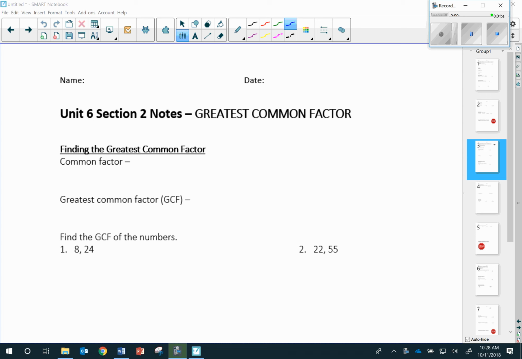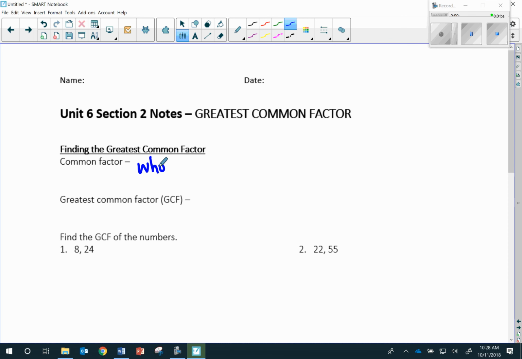Alrighty, we're going to go ahead and get started with the Unit 6 Section 2 notes. In this section, we're going to be talking about greatest common factor. This is something you probably have done before, but we are going to just build on the knowledge that you already have. So a common factor between two numbers is a whole number that's a factor of two or more of those whole numbers.